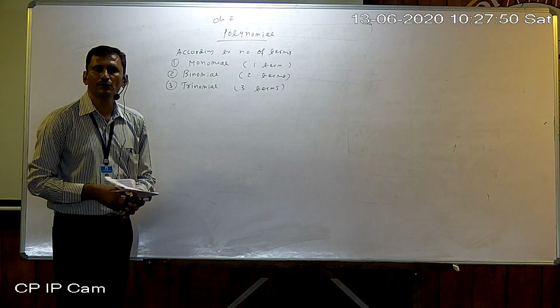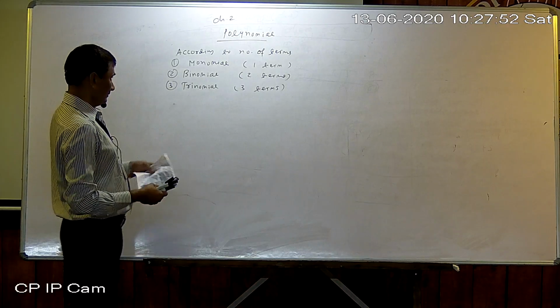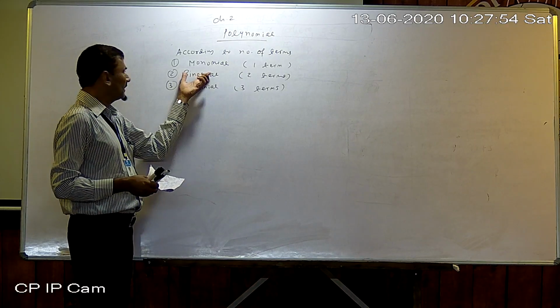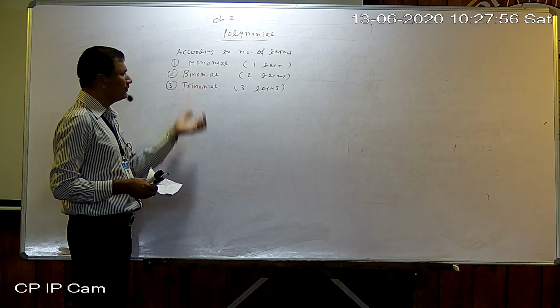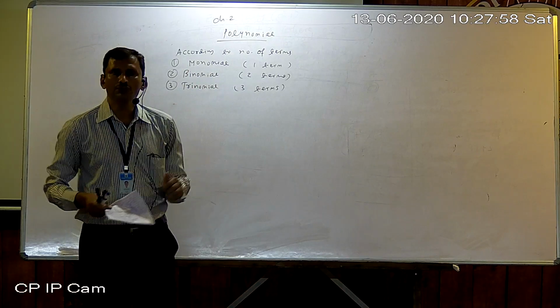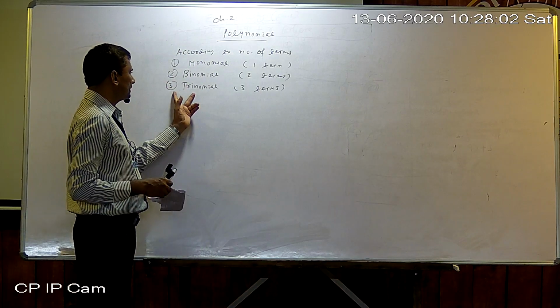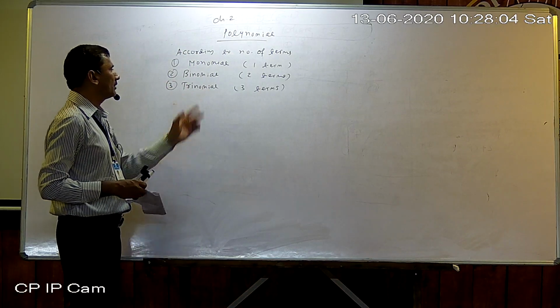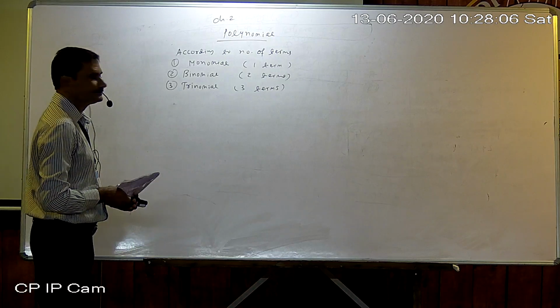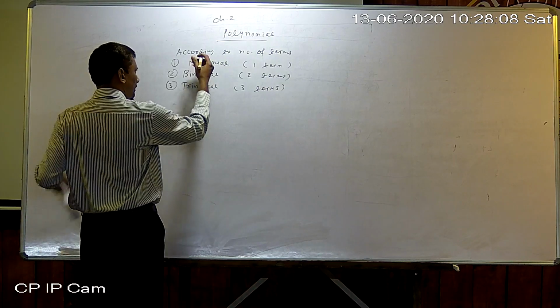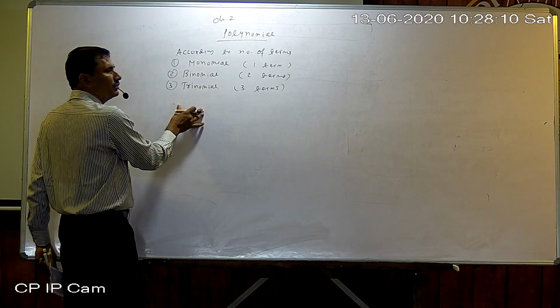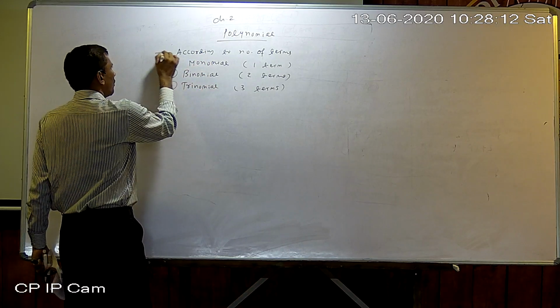If more than three terms are there, then there is a common name called polynomial. Sometimes it is called quadratic binomial also, but now we stop up to 3 terms. Sorry, biquadratic: if 4 terms are there, then it is called biquadratic also. But now, according to the number of terms, we don't go ahead here. Now, according to degree.